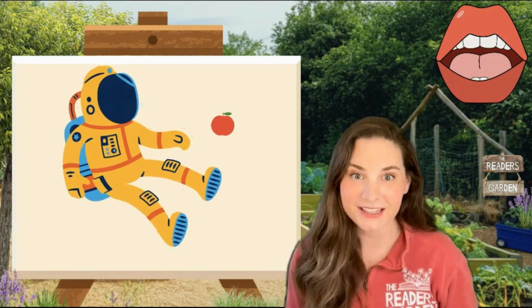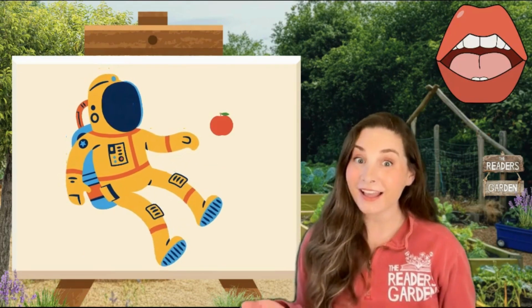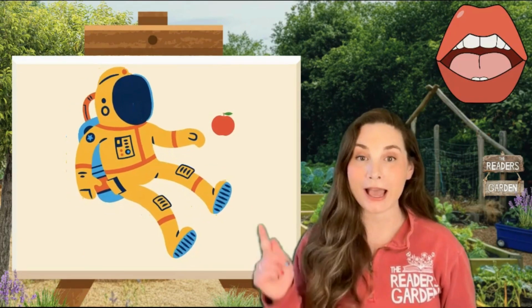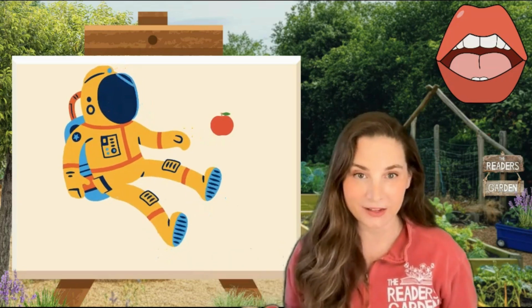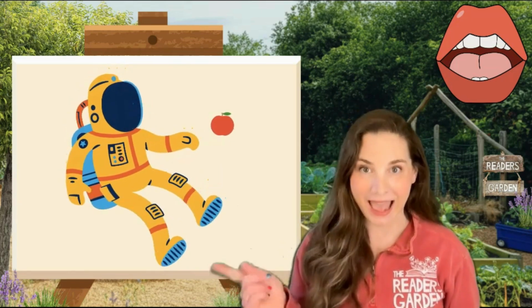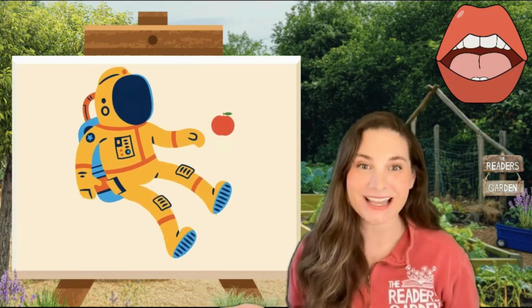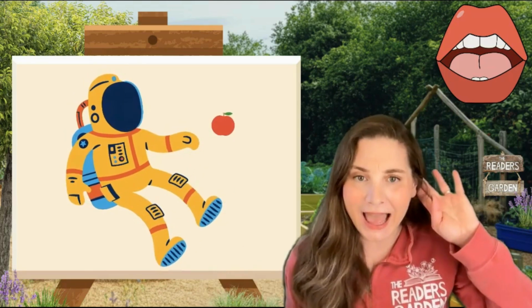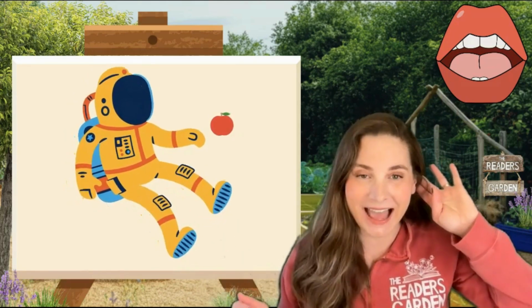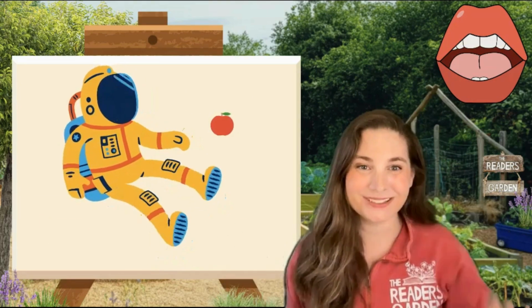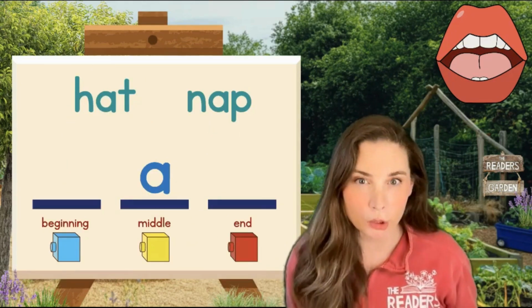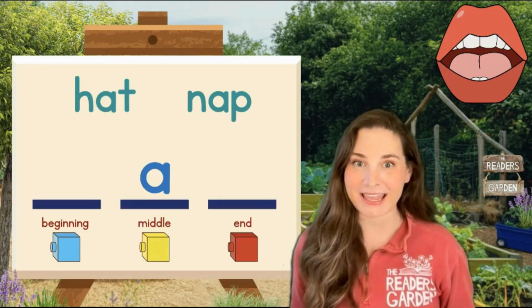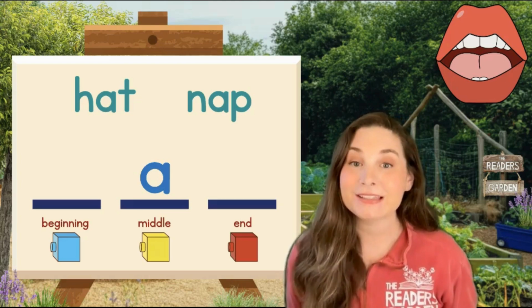The letter A spells ah like in the beginning of the word astronaut or the beginning of the word apple. Ah, astronaut, ah, apple. Can you say those? Ah, astronaut, ah, apple. Now, let's explore where we might see the letter A in some words.